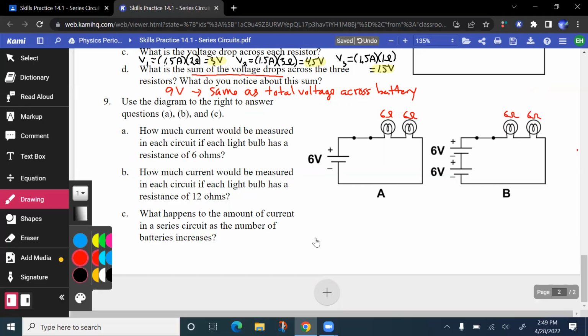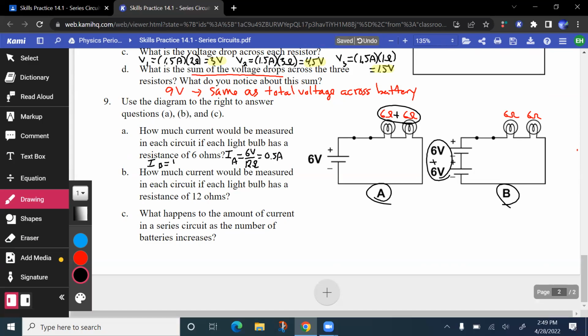So how much current? Well, do your Ohm's law. So I'm going to do circuit A and circuit B. We'll do them separately. So the current on A would be 6 volts divided by 12 ohms. You have to add those together, right? And we get half an amp. The current on B, I'm kind of running out of room here, put it wherever you can put it, would be 12 volts, right? 12 volts over 12 ohms, or 1 amp.